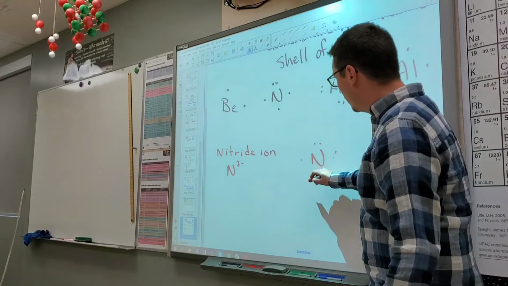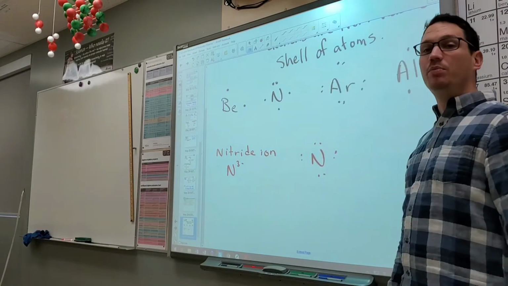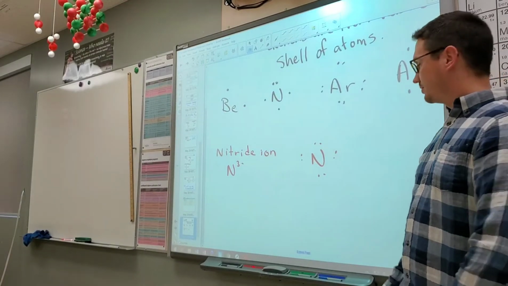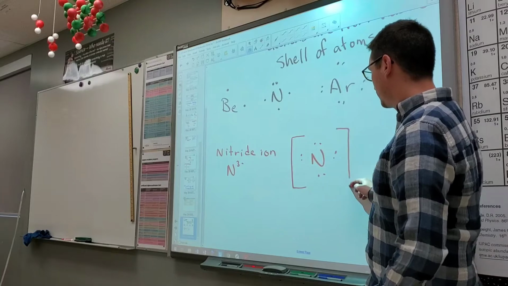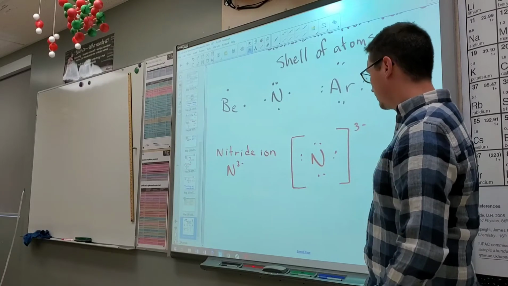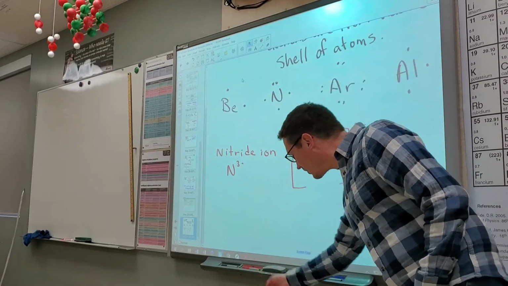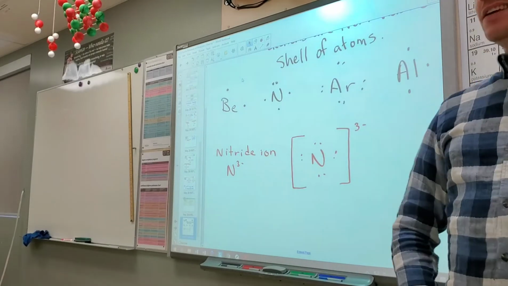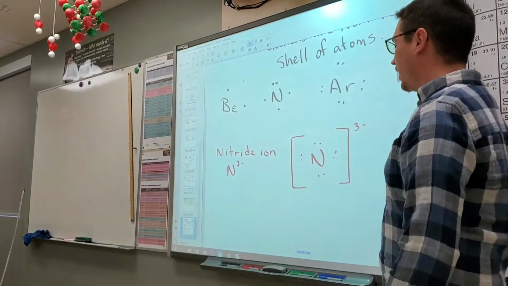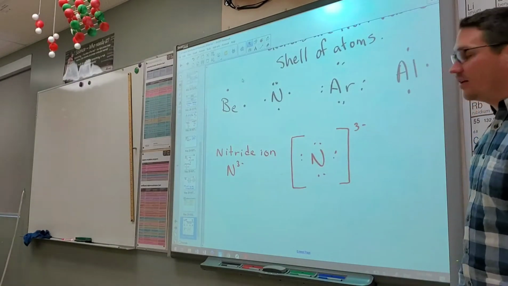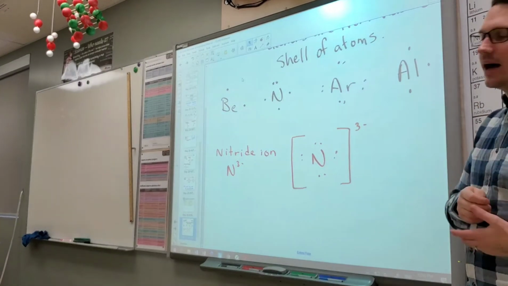1, 2, 3. And what would we put around it? Brackets, minus 3. Right? We would say N now has a full octet because it's a nitride ion. We put square brackets around it and we say it's 3 minus because it's an ion now.